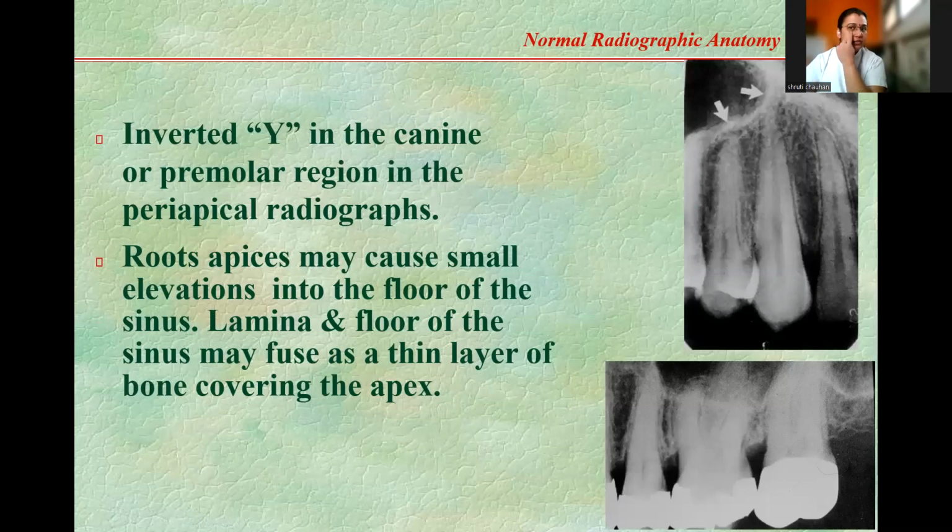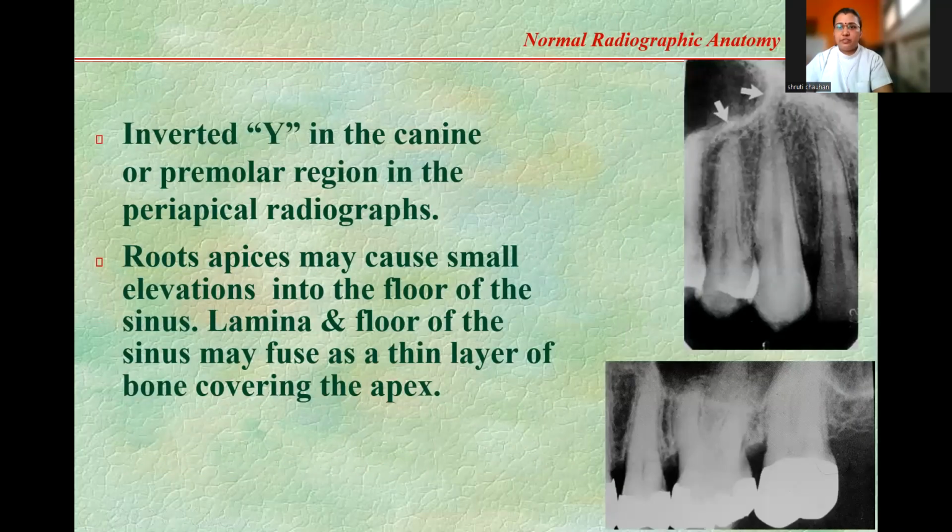When we draw it, it starts from here and then goes down and down and then up. So this was in the posterior region. Now, when the sinus, like we read the bases, is from the anterior premolars to the posterior here. When we are taking a premolar radiograph, putting our cone in front of us over here, there is an inverted Y shape, called the Y line of Ennis. The Y line is formed in the canine or the premolar region in periapical radiographs. The root apices may cause small elevations into the floor of the sinus. The lamina dura and the floor of the sinus may fuse as a thin layer of bone covering the apex.